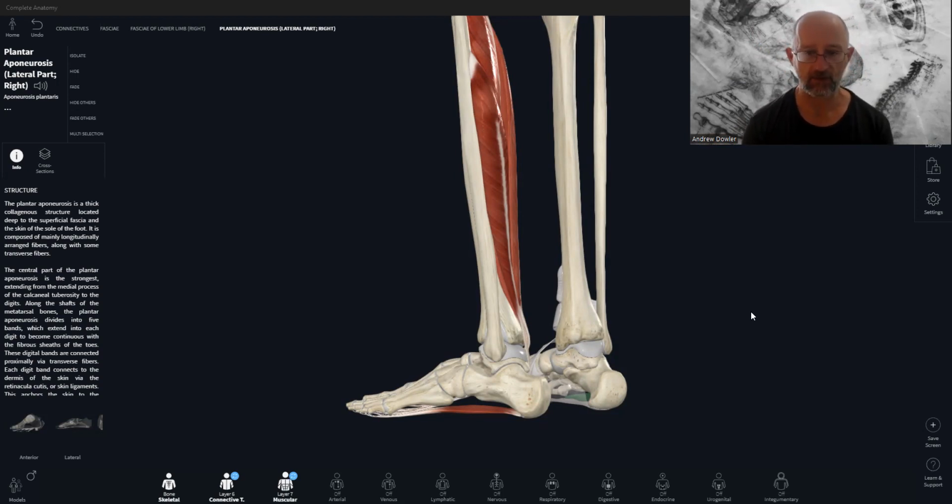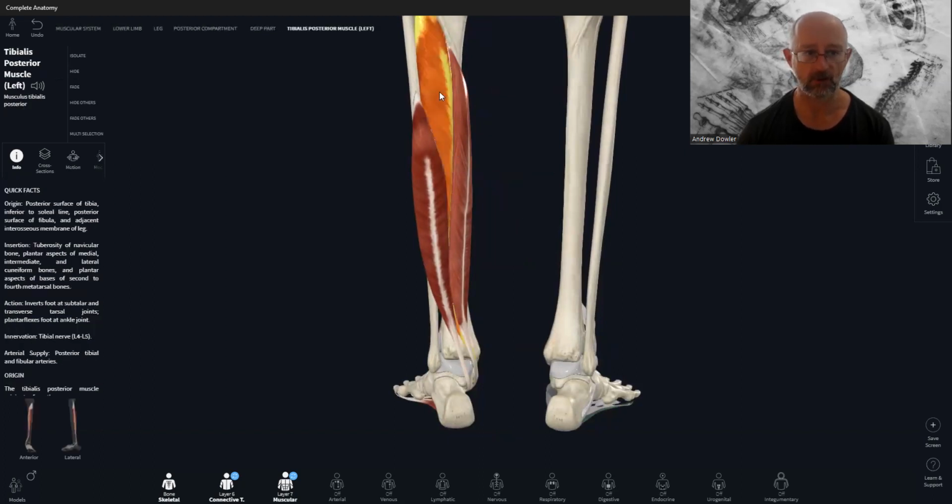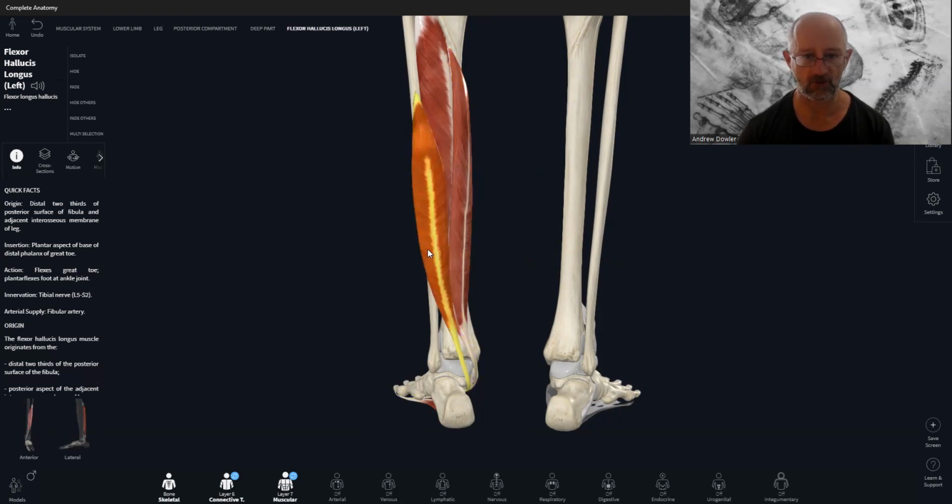We're looking at the deep posterior compartment, which comprises really three main muscles, which will be these three bad boys here. So we have the tibialis posterior, one of the most important muscles in the body. Then we have the flexor digitorum longus, and then we also have the flexor hallucis longus, which is your big toe muscle. And as always, I'm using the Complete Anatomy app, which is an amazing app to learn about anatomy.